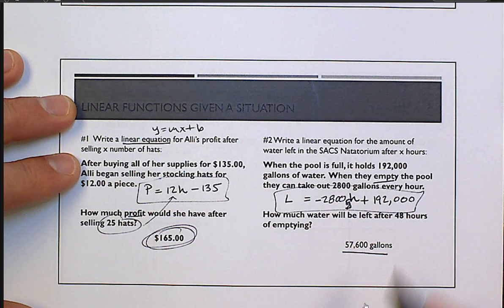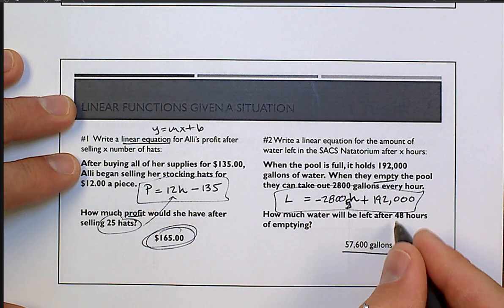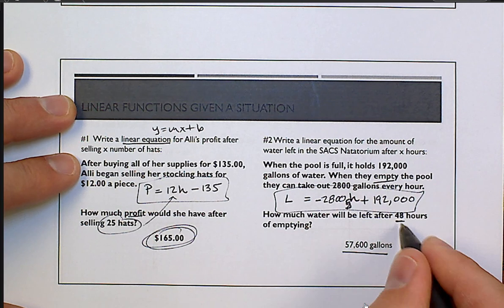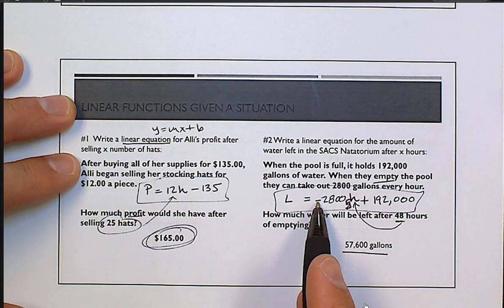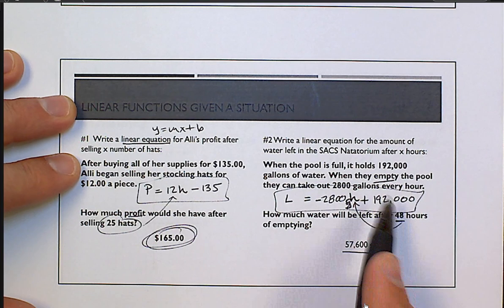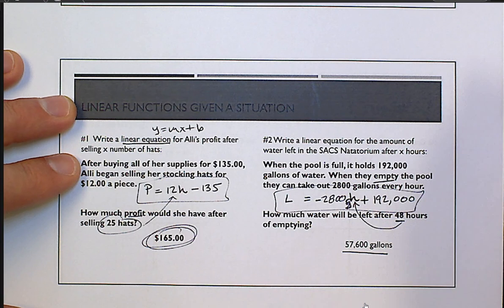How much water will be left after 48 hours? Take your 48, since 48 is representing hours. Again, I changed it back to H. Plug that in for your H. Take negative 2,800 times 48, and then add it, because there's that many gallons to begin with, and you'll get 57,600 gallons.